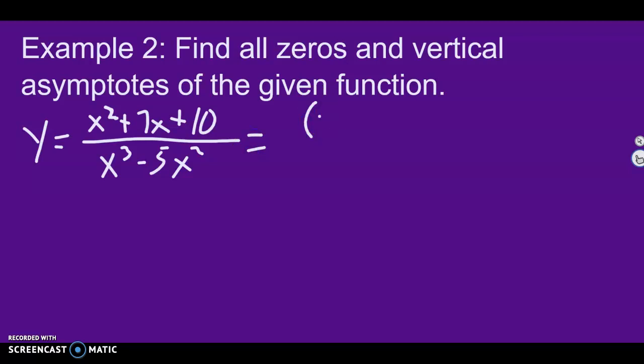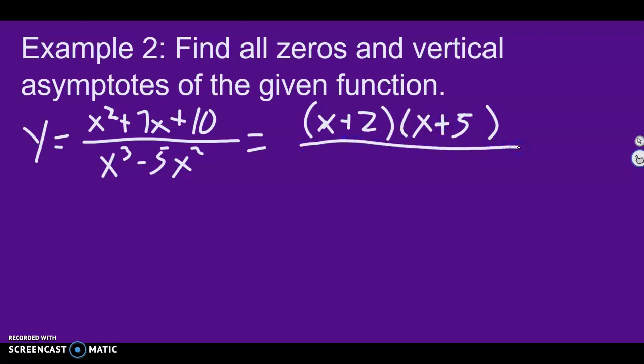On top, we're looking for numbers that add to 7 and multiply to 10. If we do our diamond problem, we get 2 and 5 for those factors. On bottom, I recognize a GCF situation. Both terms have at least 2 x's in them. So I can factor out an x squared from both, leaving just an x here. And when I divide x squared out of this, I'm left with just x minus 5. So this is our factored form of our equation. Exactly the same thing you've been doing for everything else.